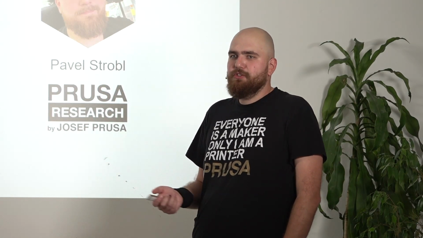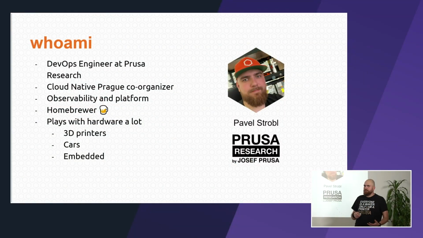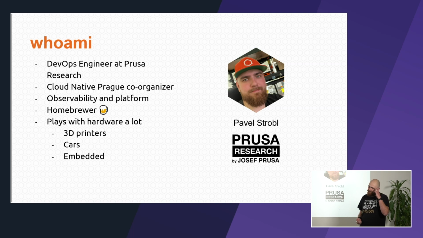Okay, who am I? I'm Pavel Štrobl, and I'm a DevOps engineer at Prusa Research. I am mostly interested in observability and platform, and that's my daily job. I'm also the Cloud Native Prague organizer. We are organizing meetups in Prague, obviously, Cloud Native Prague. For my hobbies, I'm a homebrewer. I can brew my own beer, and I play with hardware a lot. 3D printers, obviously, cars, embedded hardware.